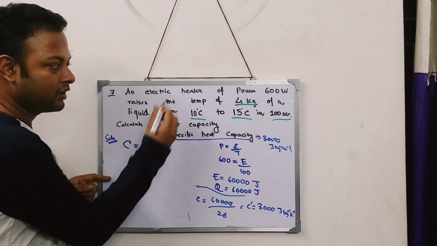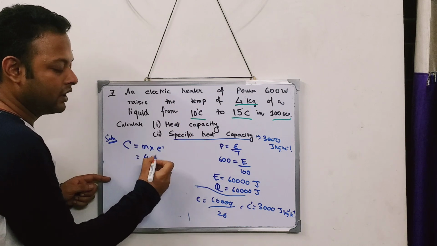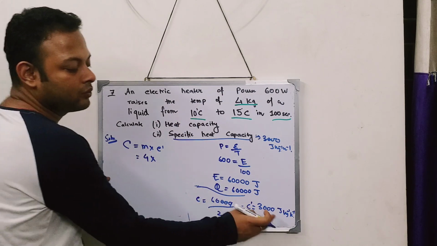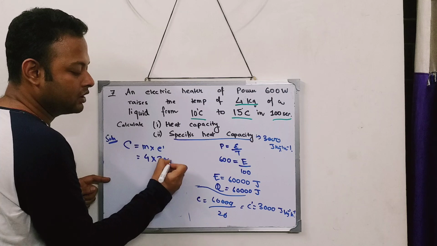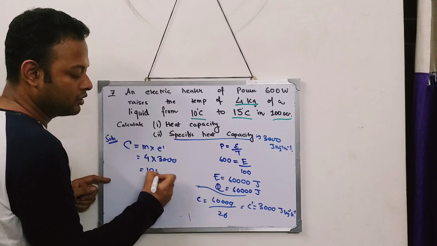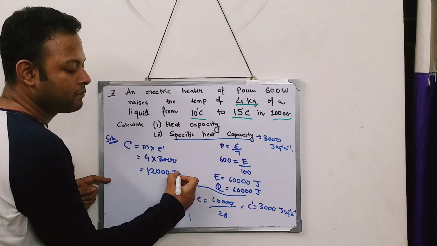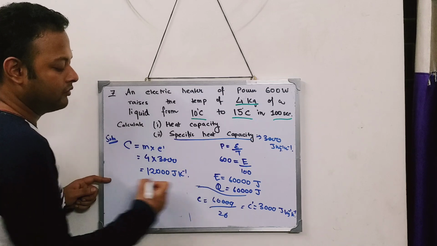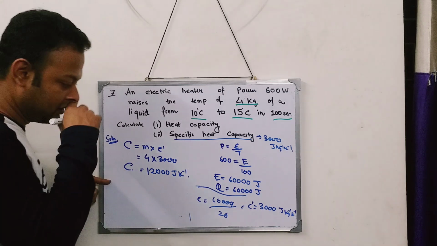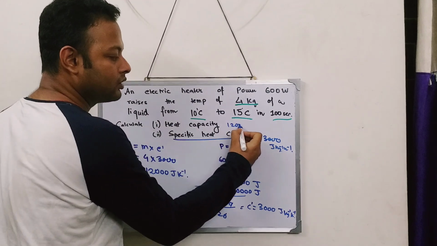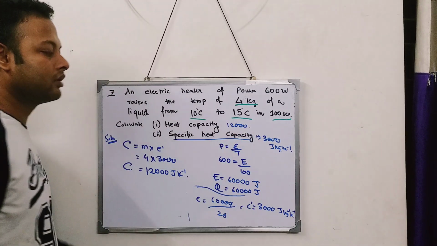So mass is given as how much? 4 kg, and specific capacity, just now we got it. It is 3000. So it becomes 12,000. 12,000 joule per Kelvin. So that is the value of heat capacity.